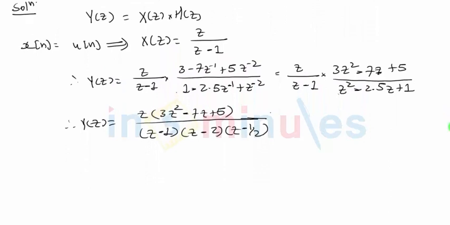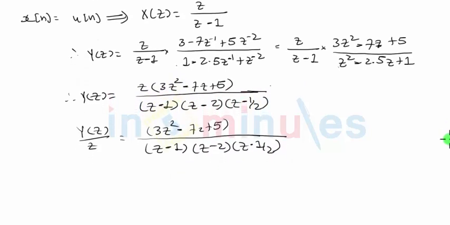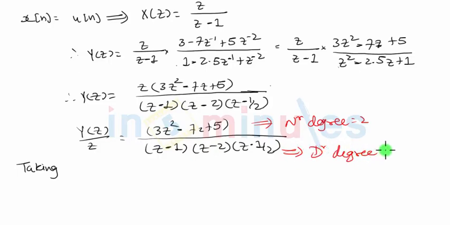The next step, if you remember, was taking partial fraction expansion, but only after you have divided by z on both the sides. So if I divide by z on the right hand side, it will cancel out with this z, so it gives me (3z^2 minus 7z plus 5) divided by (z minus 1)(z minus 2)(z minus half). Please note that you can only take partial fraction expansion if the degree of numerator is less than degree of denominator, which is the case right now. The numerator degree is nothing but 2, and because there are 3 factors, denominator degree is 3. So because numerator degree is less than denominator degree, we can take the partial fraction expansion.